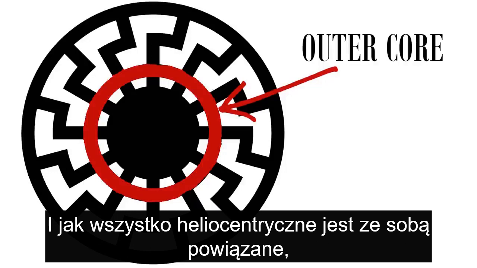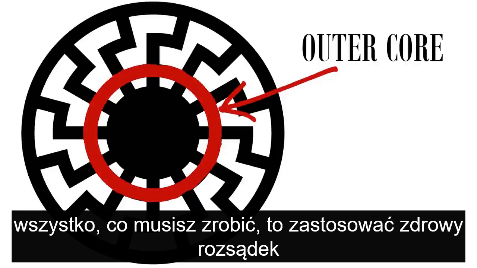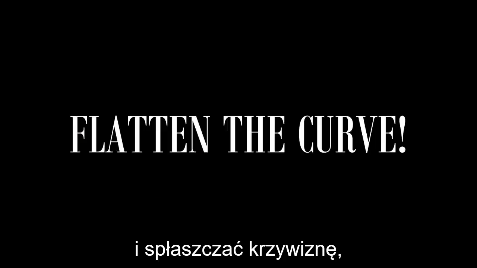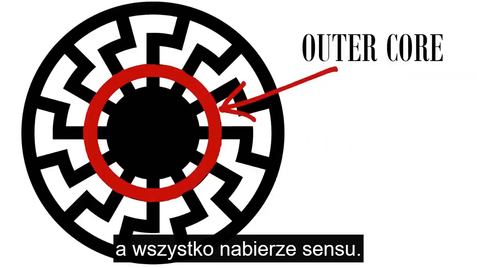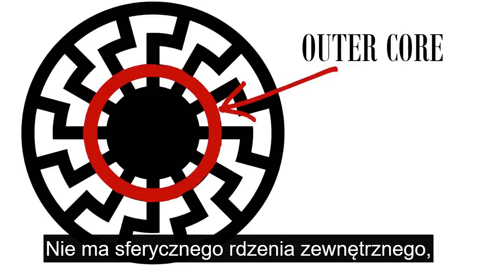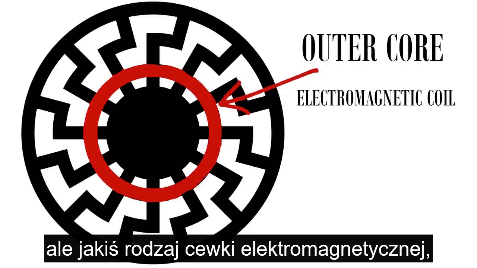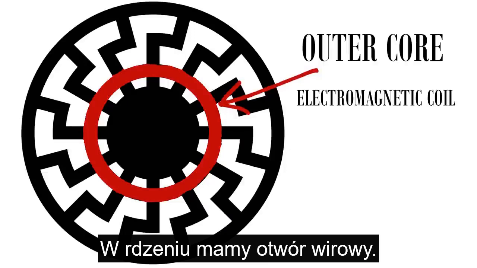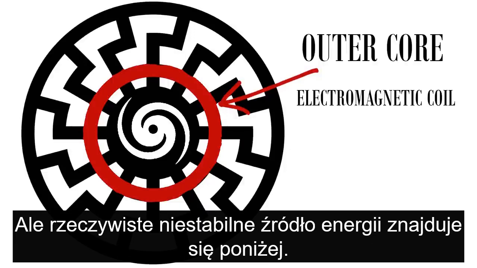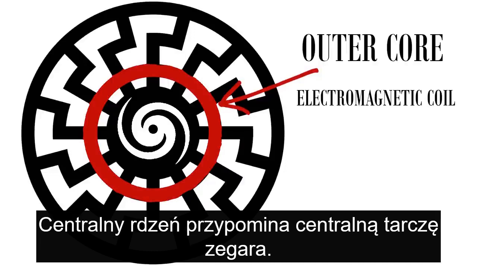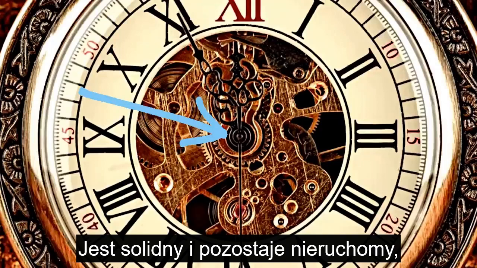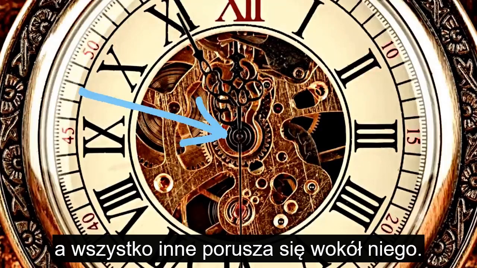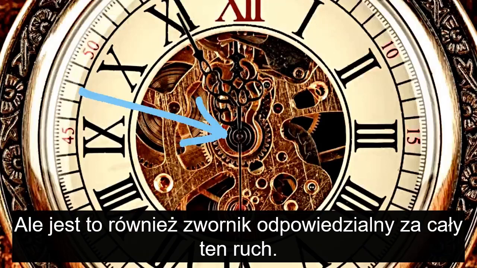And like everything heliocentric related, all you need to do is apply common sense and flatten the curve, and things start to make sense. There is not a spherical outer core, but some kind of electromagnetic coil, perhaps even made of molten iron, surrounding the central solid core. At the core we have a vortex opening, but the actual volatile energetic source is beneath. The central core is akin to a central clock dial. It's solid and remains fixed, and everything else moves around it. But it is also the keystone responsible for this entire movement.